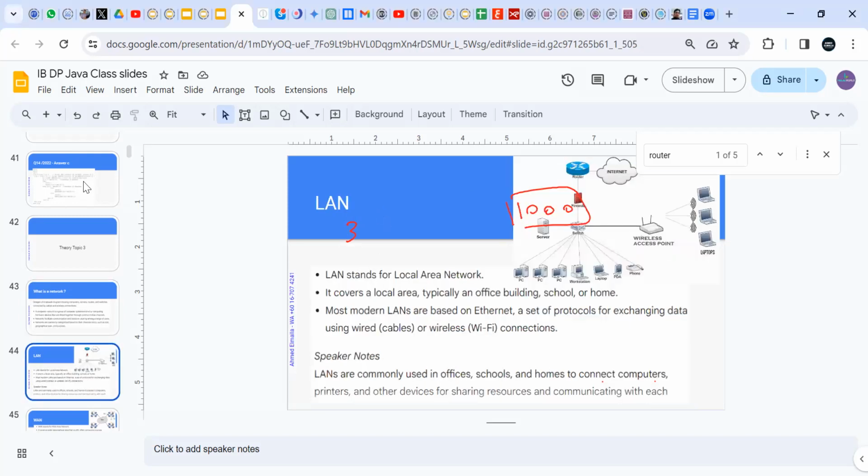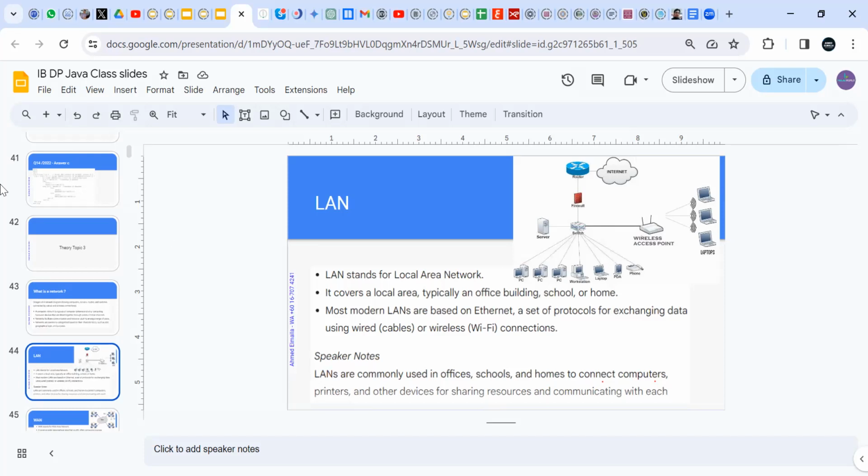What is a LAN and why is a LAN different from something called a WAN? Well, first of all, the difference between LAN and WAN is that a WAN covers a far larger geographical area. A local area network, which is what LAN stands for, generally covers a smaller geographical area and typically makes use of physical connections through Ethernet.